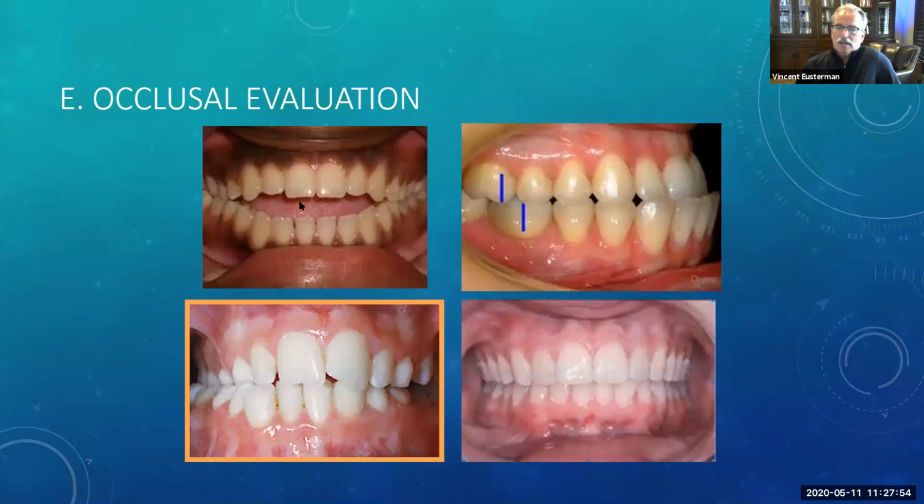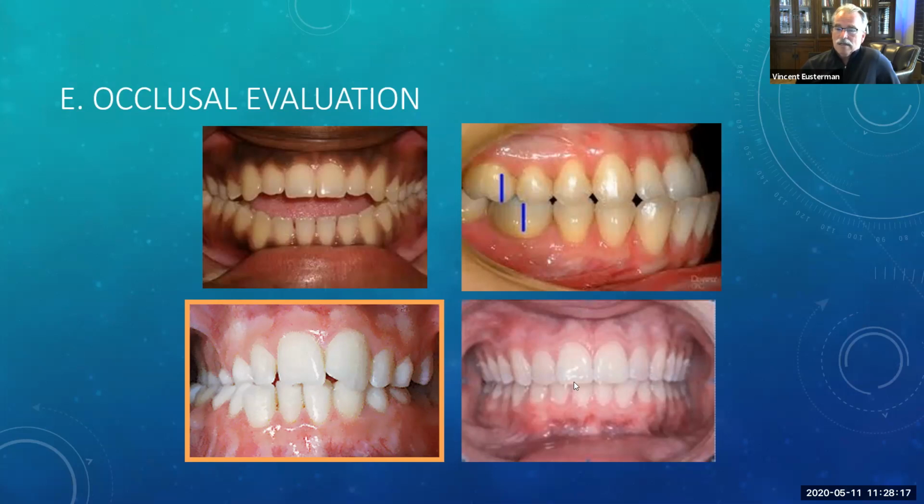Okay, this is an anterior open bite, probably from thumb sucking as a child. It can also be seen in bilateral mandible fractures. This is a midline that's off. This is a right-sided crossbite, and also a left-sided crossbite. So you'll see this, and you'll want to fit these teeth together the very best you can.